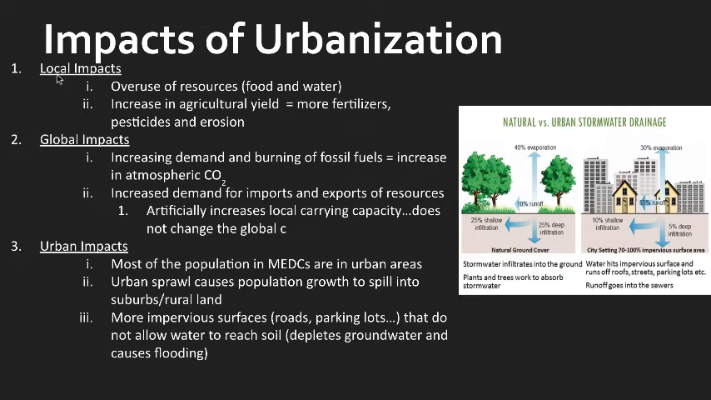As populations increase, the impacts of urbanization become more clear. We have local, global, and urban impacts. Local impacts tend to be overuse of resources, so running out of food and water or the need to produce more of those resources. Increasing agricultural yield requires more fertilizers and pesticides, and causes soil erosion. Global impacts: we end up increasing demand and burning of fossil fuels, primarily to meet our need for energy, and that increases atmospheric CO2 as a result.